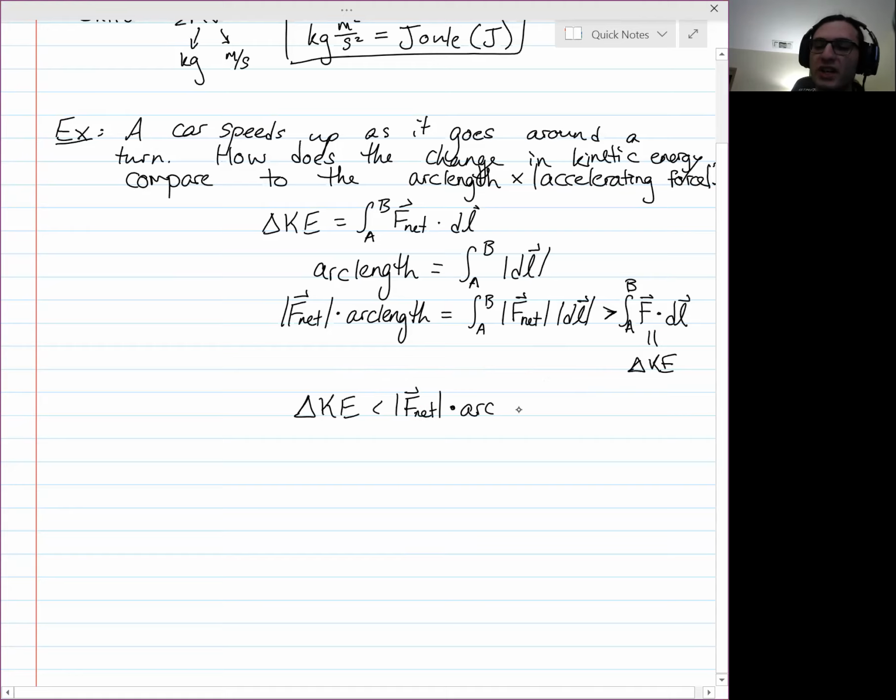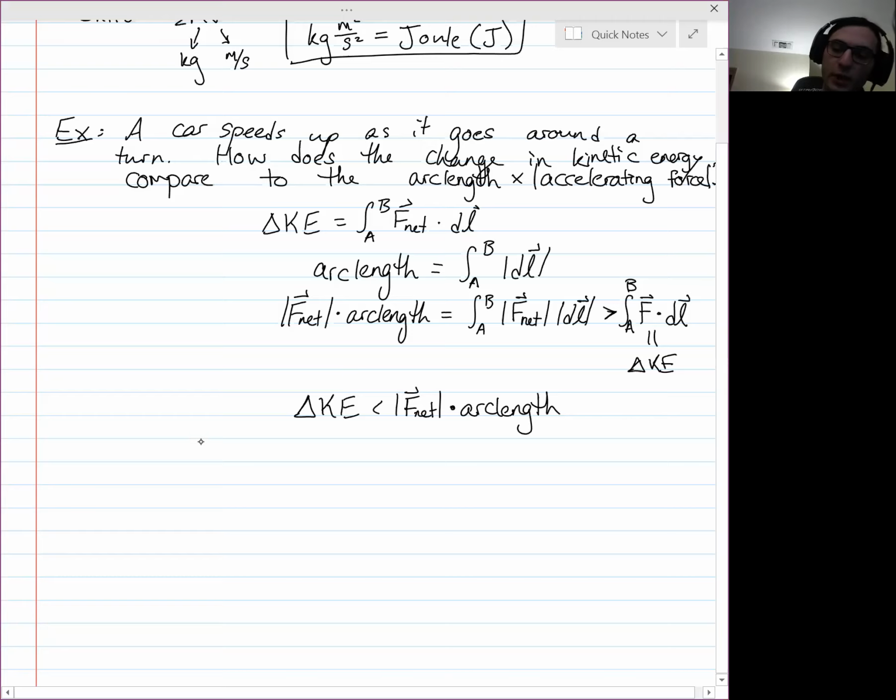The whole point of this exercise is it's not enough to just take the magnitude of the force and multiply it by the arc length, or by the length over which the object traveled, because except in a very few circumstances, that will get you the wrong answer. That's only true if the direction isn't changing, basically. And we know that the direction can change fairly often, so you've got to be careful there.